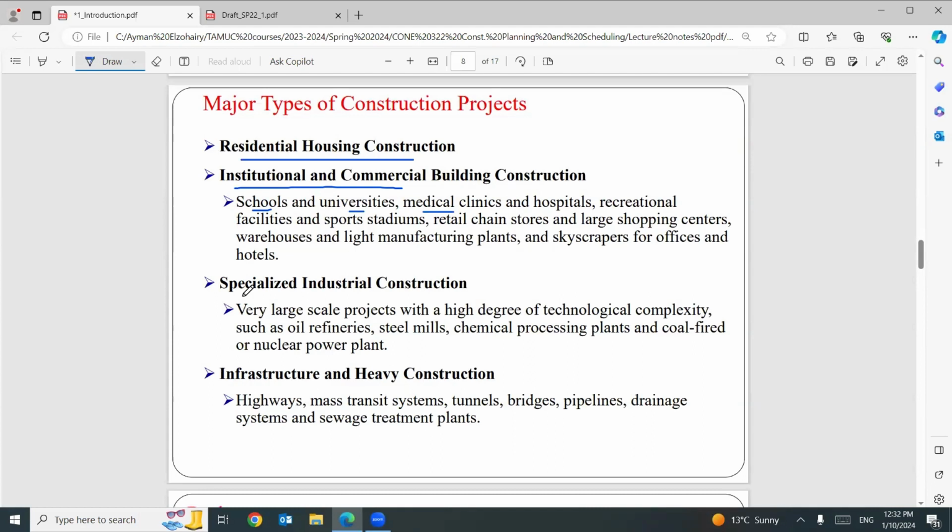We have more specialized industrial construction, which is very large scale projects, very large. If you would like to construct a nuclear power plant, it's more specialized, not normal. So we have to use a high degree of technological complexity. Does that make sense? And also we have another type of structures: construction projects under infrastructure and heavy construction, like highways, tunnels, bridges, pipelines, drainage systems. All of these are called infrastructure construction.